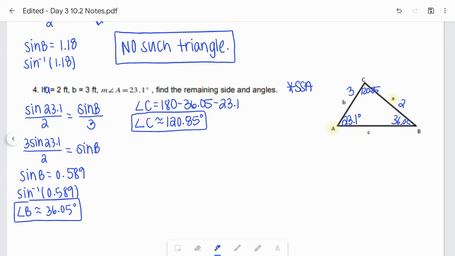Okay, so now I can just find side C. So always begin with our given information. So I've got sine 23.1 divided by 2 is equal to sine of 120.85 degrees divided by C. Okay, when we do our cross multiplication and we solve for C, we should find that C is going to be approximately 4.4 feet.